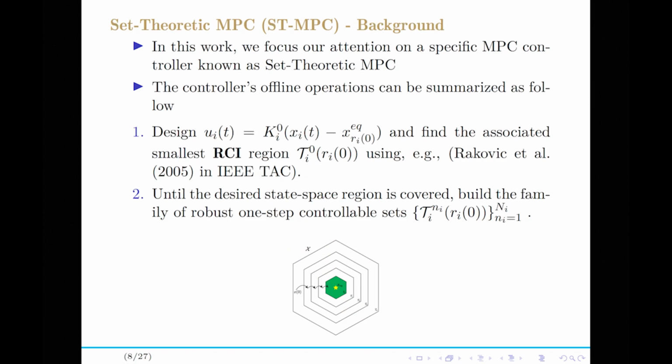And the last one is set-theoretic MPC, which is a specific type of model predictive control. It has two different phases. The first one is the offline phase. In the offline phase, first we should find a state feedback controller and its associated robust control invariant region satisfying all the constraints, which is this green region here. Then we can enlarge the domain of attraction of this region by building one-step controllable sets until it covers the desired region. For example, in this case, we built 4 to cover the initial state of the system here.